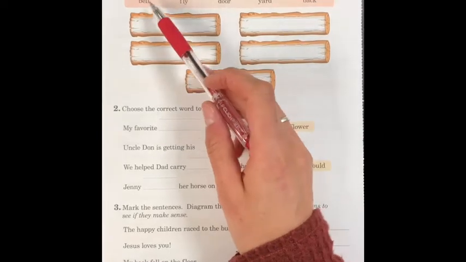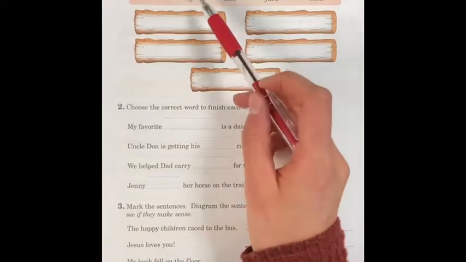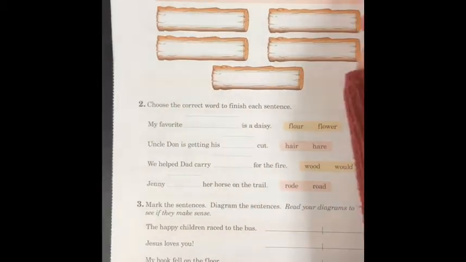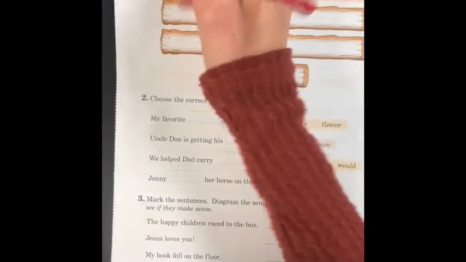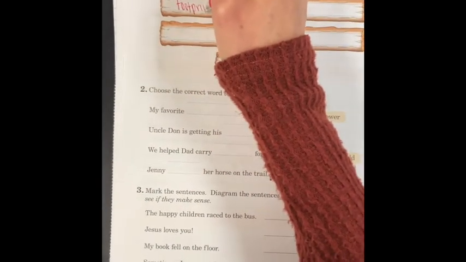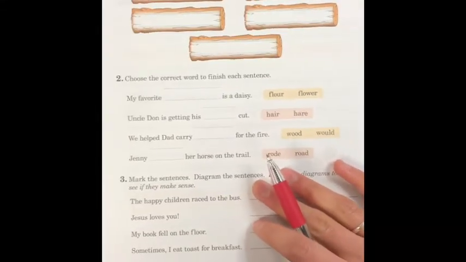So the first one, foot, look to see. Foot pan doesn't make sense. Foot butter, no. Foot cake, no. Footprint, oh, that's a compound word. So I'm going to write footprints in my first log, all right?